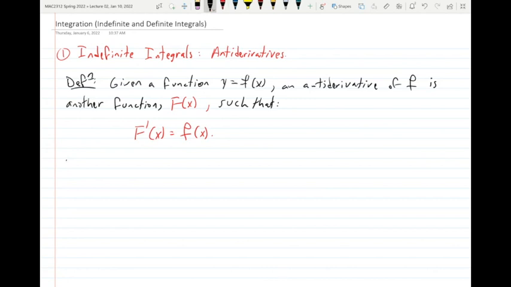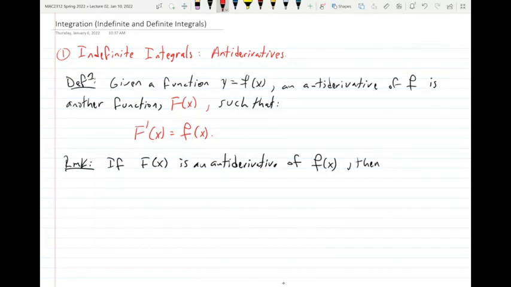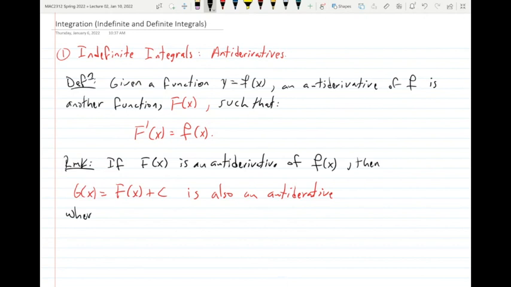So as a remark, if capital F is an antiderivative of little f, then the function F of x plus c, let's call it g of x, is also an antiderivative, where c is a constant, whatever constant you want, okay?